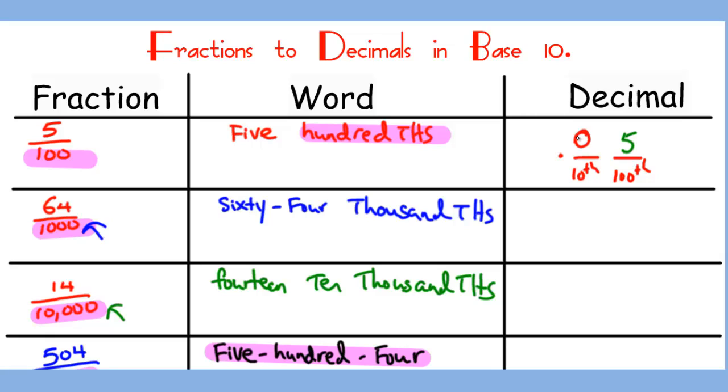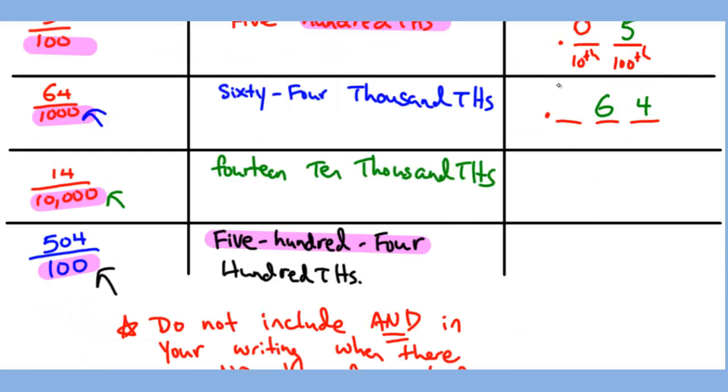The next one reads 64 thousandths, and thousandths is 3 place values from the decimal point, so we need 3 lines: tenth, hundredth, thousandth. You will begin filling in again backward from the end. So you put the 4 here, you put the 6 here, and again there's an empty space, so you put a 0 to fill in the empty place value.